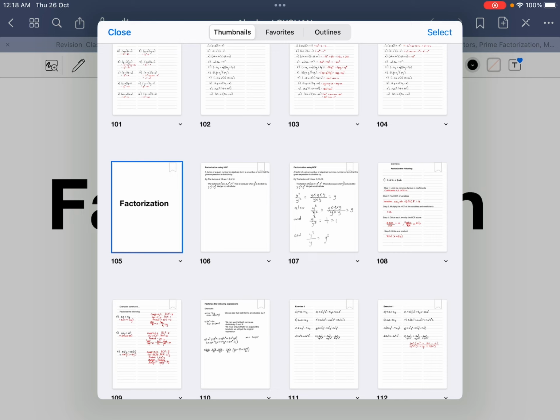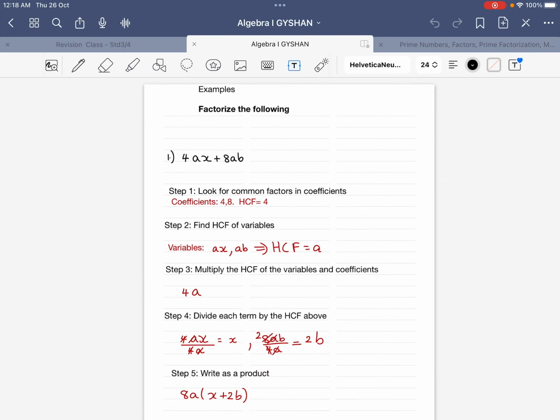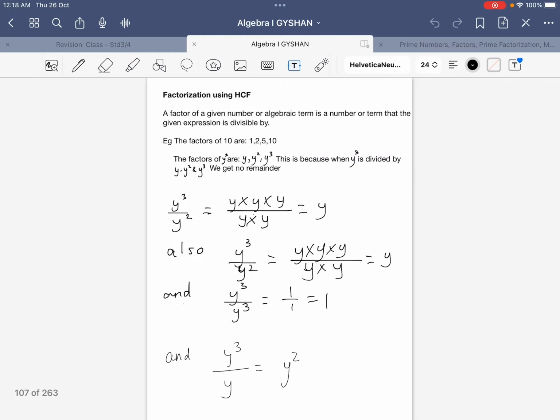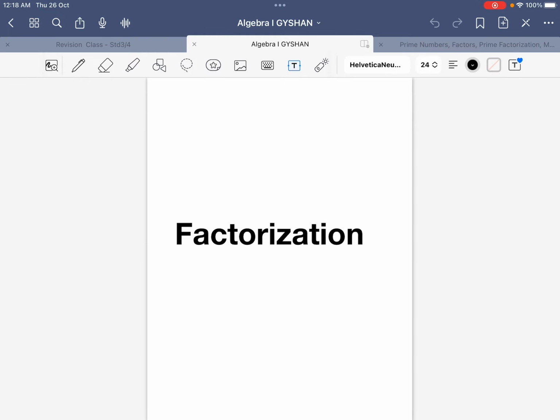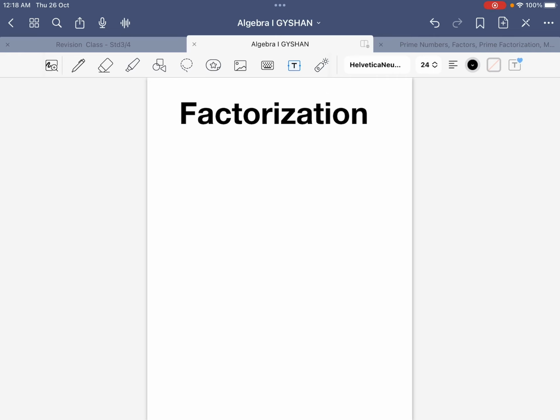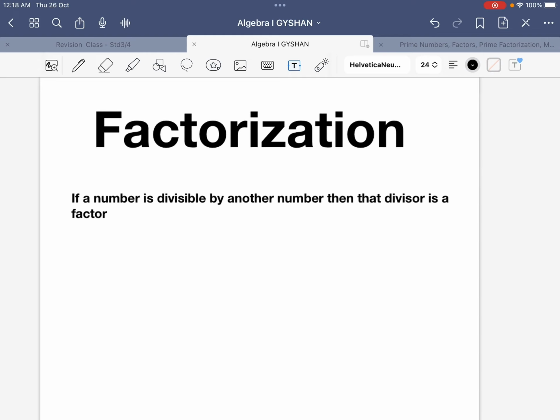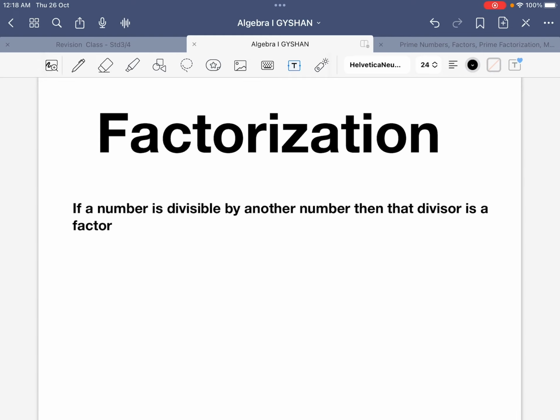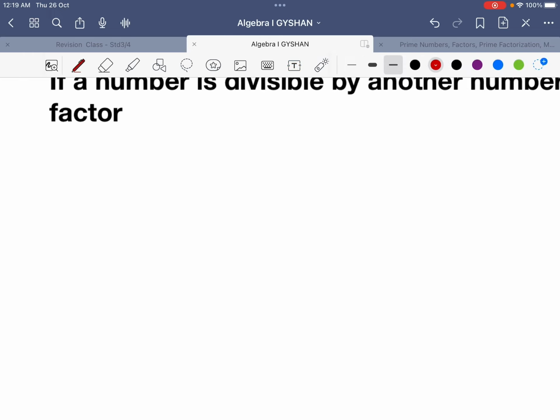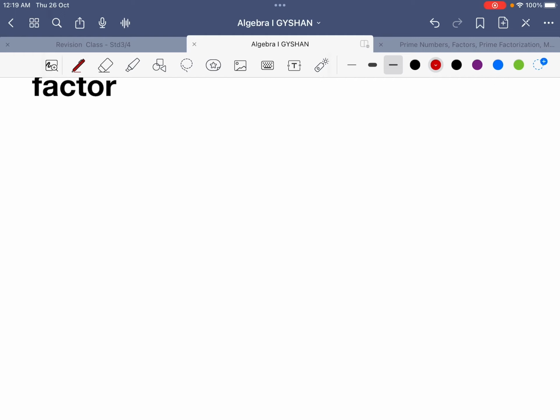Factorization of algebraic terms. Let's review factors. What is a factor? If a number is divisible by another number, then that divisor is a factor. So this is a good definition for whole numbers. So let's look at the factors. This is some simple revision. Let's look at the factors of 12. So what are the numbers that 12 can be divided by without giving a remainder?